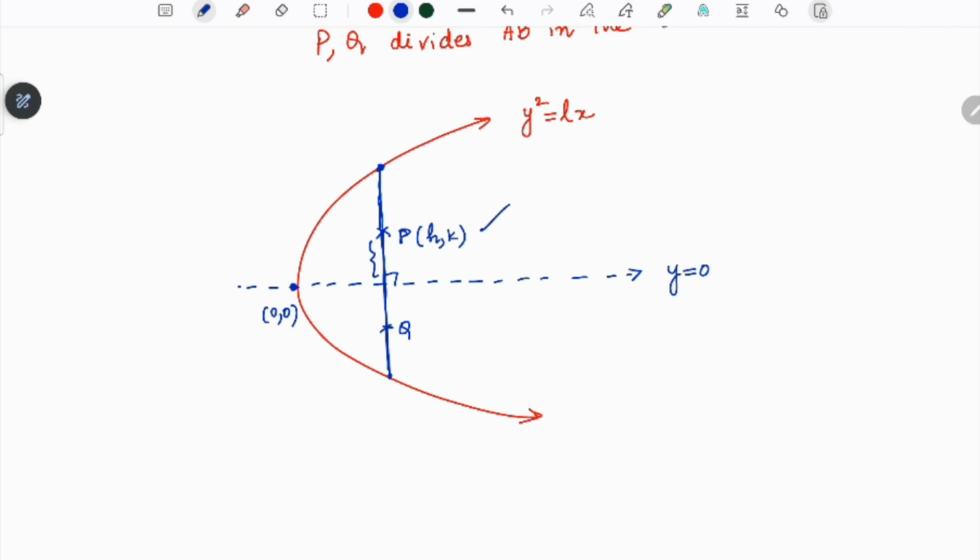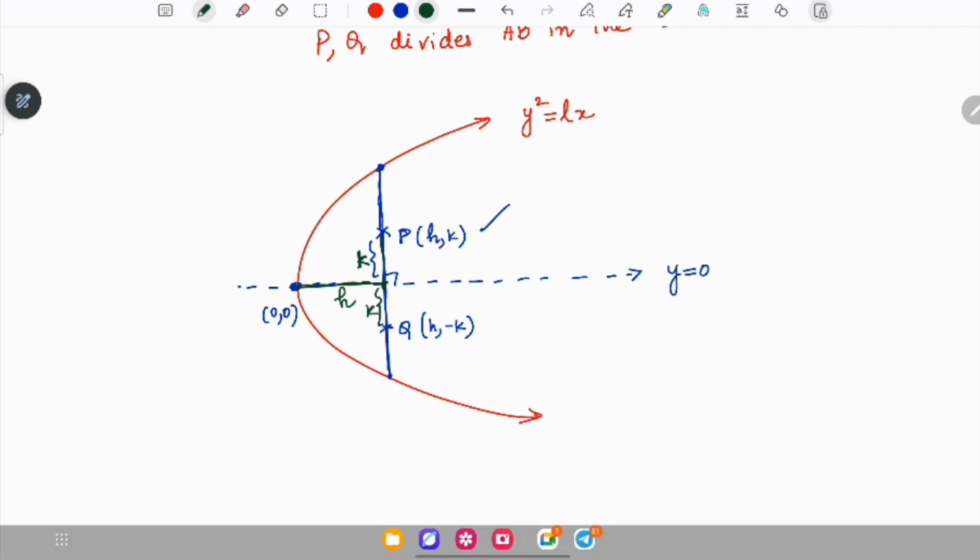Now you tell me what is this distance? It's quite easy for you. How do you reach point P from origin? You have to move h units right, and how many units above? K units above. Okay. Suppose if P is one point of trisection, Q is another point of trisection, they should be symmetrical or not? Yes. So Q coordinates would be h comma minus k. That means to reach Q, you travel h units right and k units below from origin.